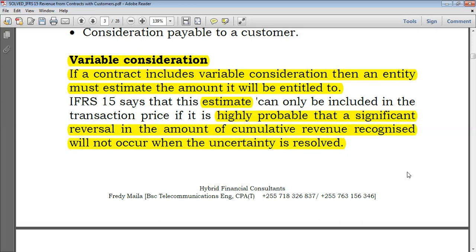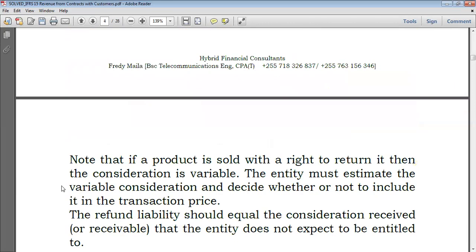Let's say you have recorded $100 million, but when the uncertainty is resolved, it is found that you have to eliminate maybe just $10. It's a very little amount, so you can take the whole amount, because the value that will result in the reversal is almost immaterial compared to the true value. So that's what you have to do when we deal with variable consideration.